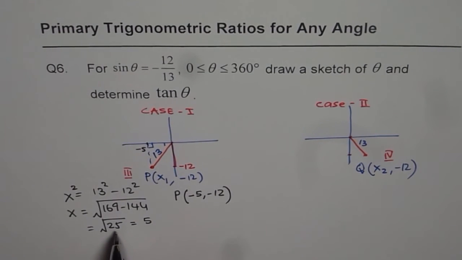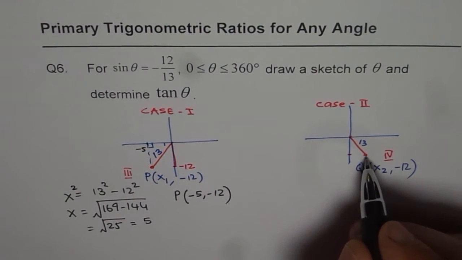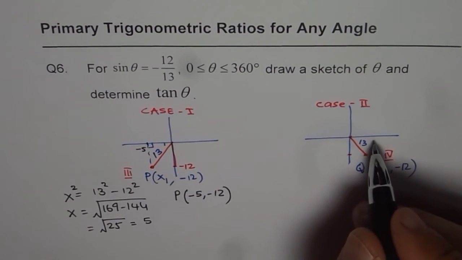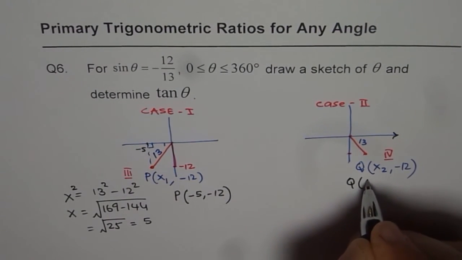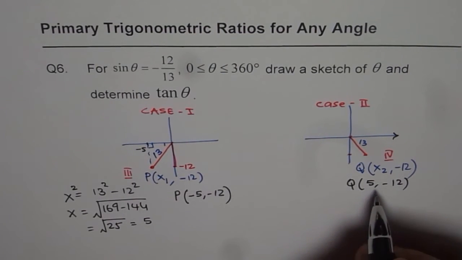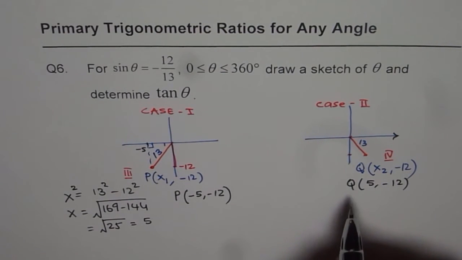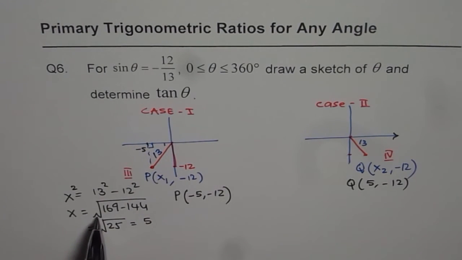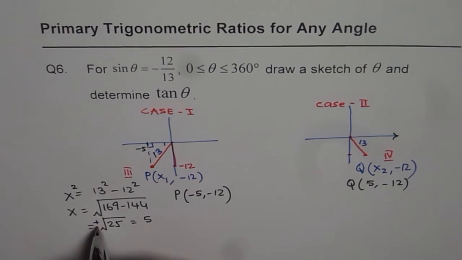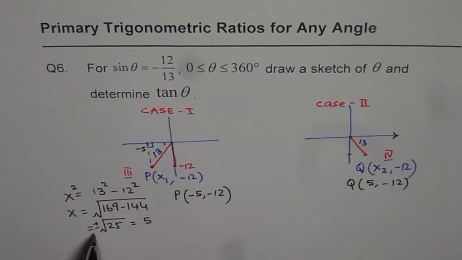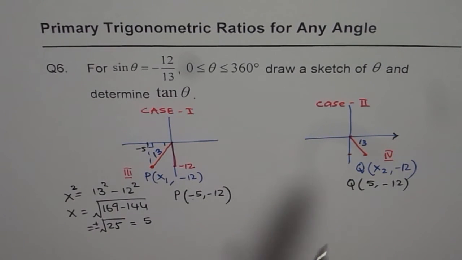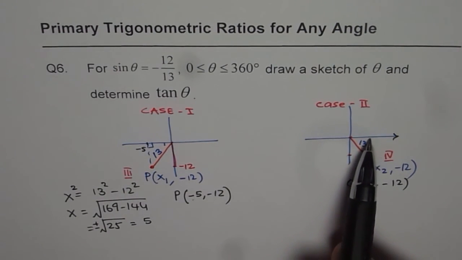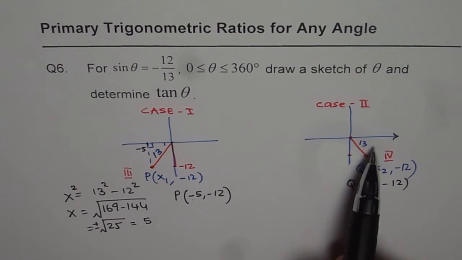Here we'll do the same calculations, but the point will be positive 5, since it is pointing towards a positive x value. So the point Q here is positive 5, minus 12. So that is how these two points are different. Remember one thing, whenever you take a square root, you have to consider plus and minus, because negative 5 squared is also positive. So since we are in quadrant 3, we'll select minus 5 in this case. Since we are in quadrant 4, we'll select positive 5 for x in case 2.